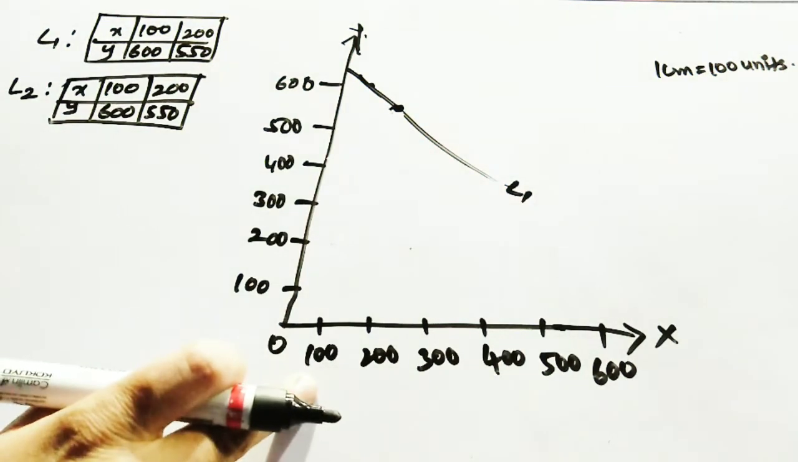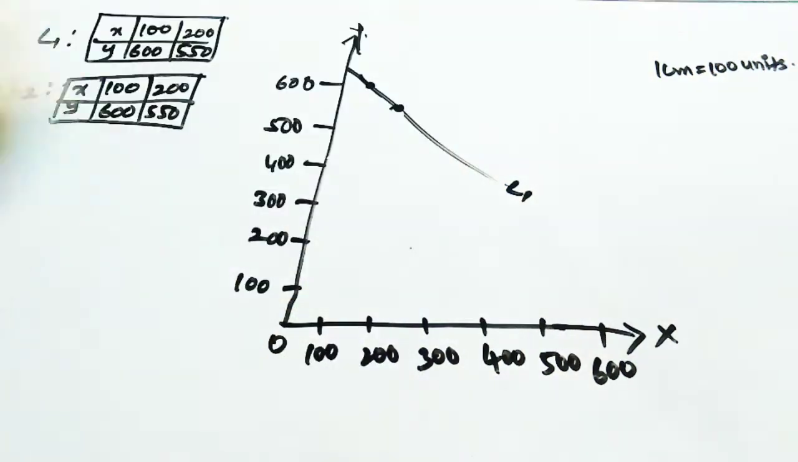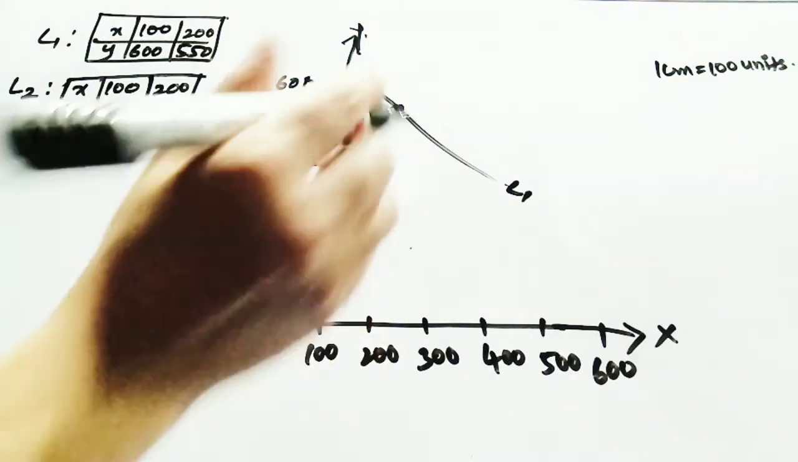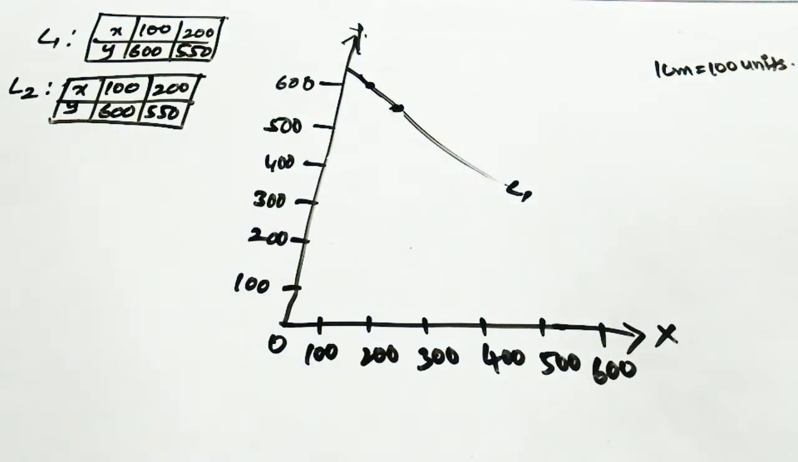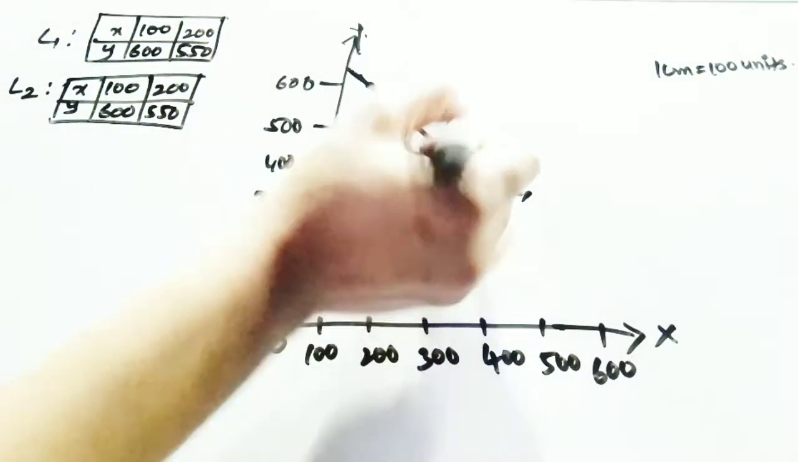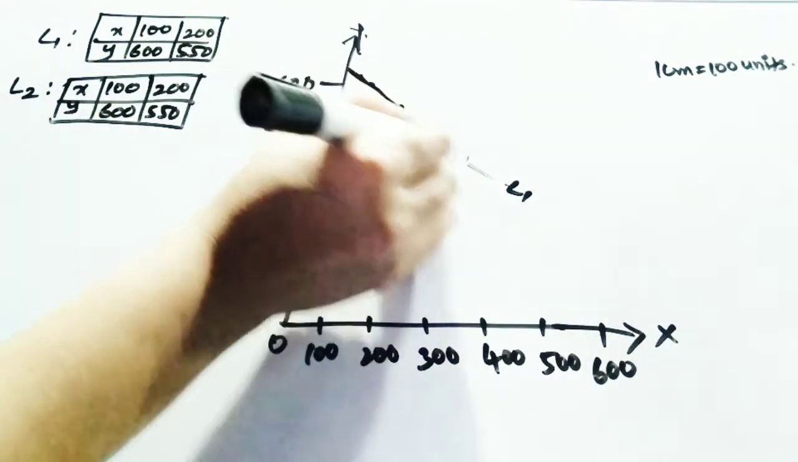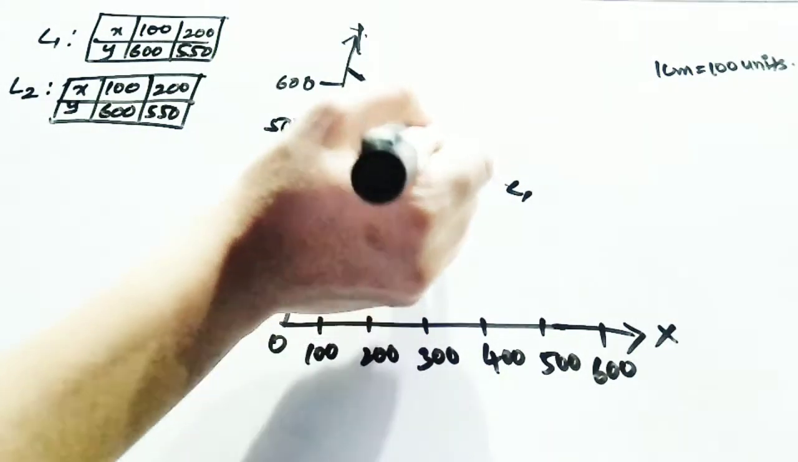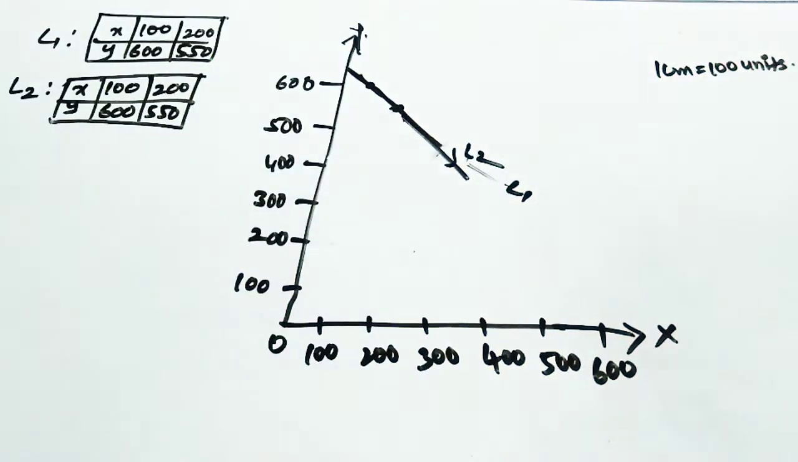When x is 100, y is 600. When x is 200, y is 550. 550 means L1 and L2 are the same. You are getting the point. L1 and L2 are the same lines. So L2 is also the same. This means these equations are geometrically shown by a pair of coincident lines, meaning two lines coincide with each other.